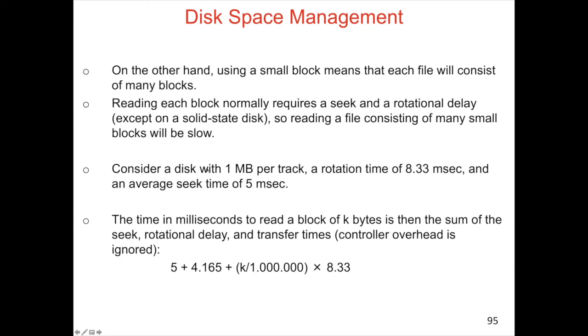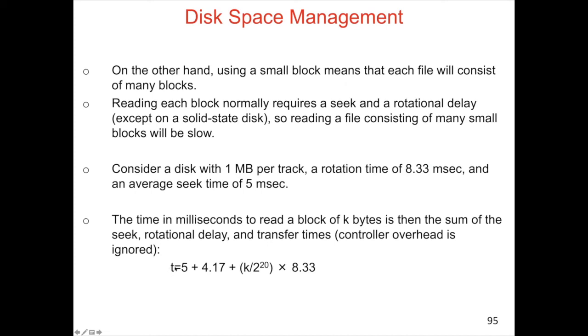Consider a disk with 1 megabyte per track, a rotation time of 8.33 milliseconds, and an average seek time of 5 milliseconds. The time in milliseconds to read a block of k bytes is then the sum of the seek, rotational delay, and transfer times. Notice that controller overhead is ignored.